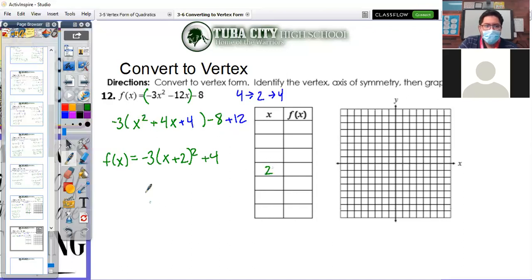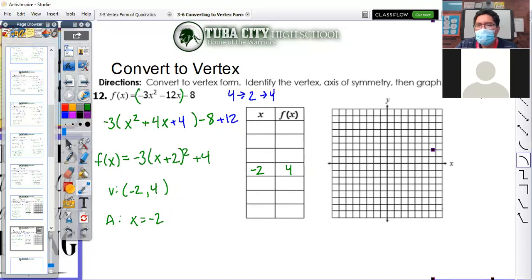But again, if you're used to it, you probably don't even really need to bother with it. So let's go ahead and do our vertex. So this would be negative 2 and 4, which is a free one. Your middle number is just free. It's just sort of given to you, and you don't have to do a whole lot of work for it. And our axis of symmetry is going to be x equals negative 2. So I know that my graph is going to be symmetrical from here.